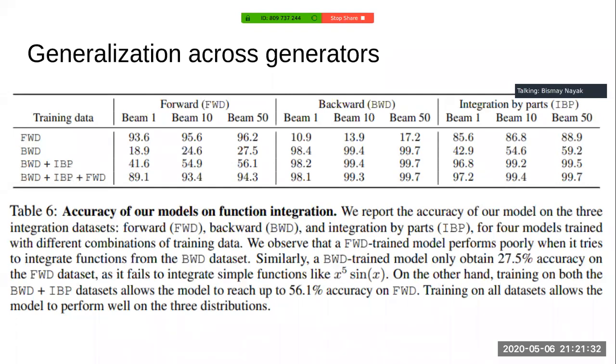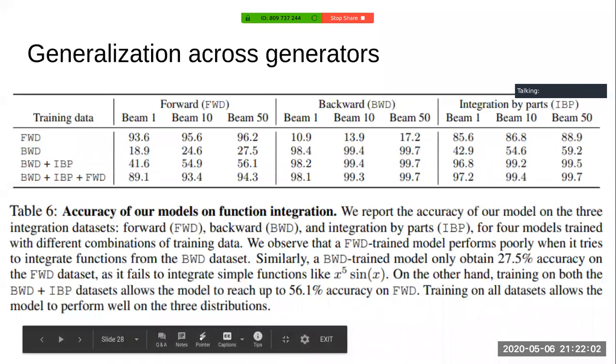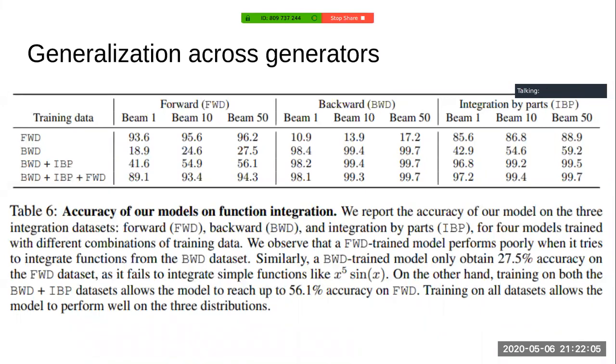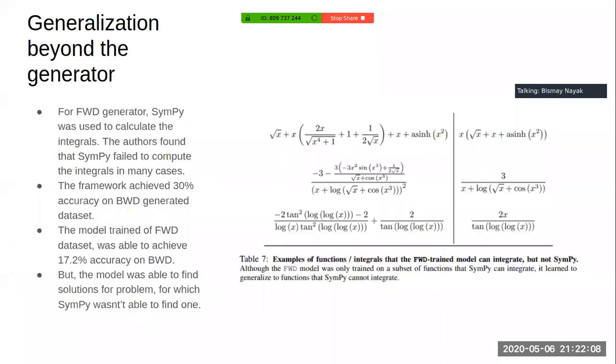Now the authors also tested combining all of this training data together, and you can see that after combining it, the results were much better in most of these cases. If we combine backward with IBP, there was a significant improvement in forward results, and when combined with everything, all of these results were pretty great. So this was about the generalization across generators, and there is another one, generalization beyond the generator.